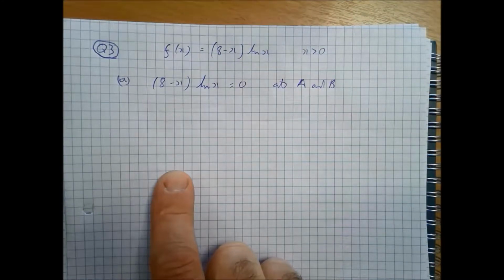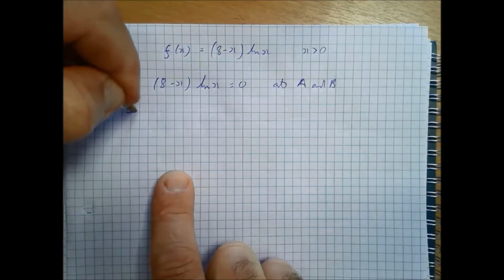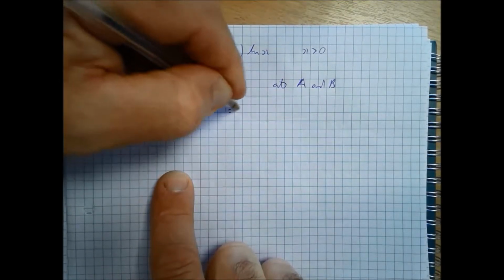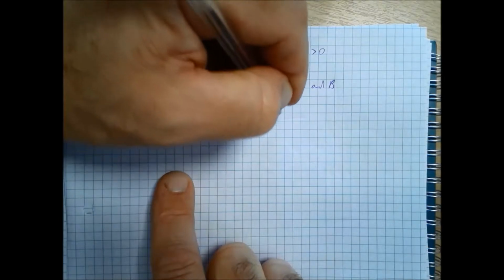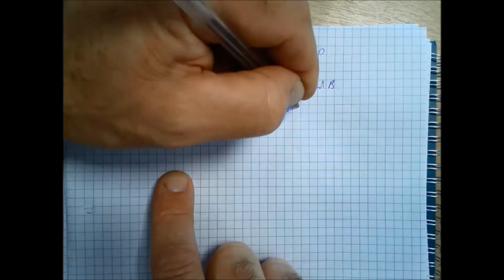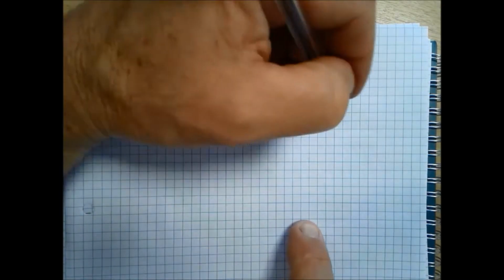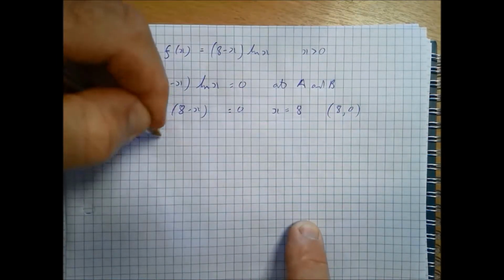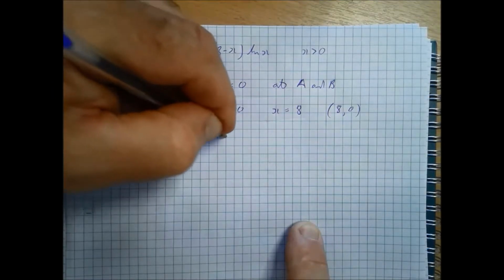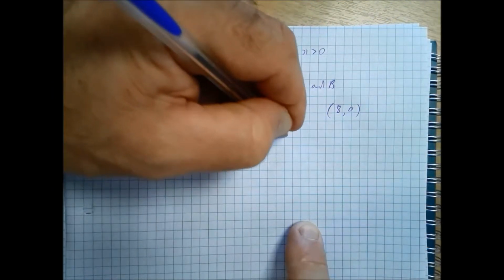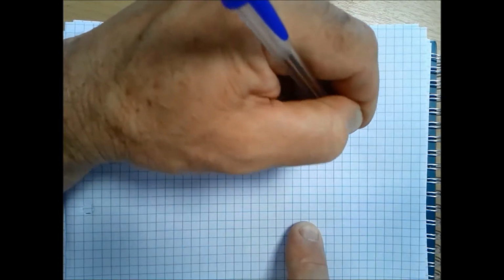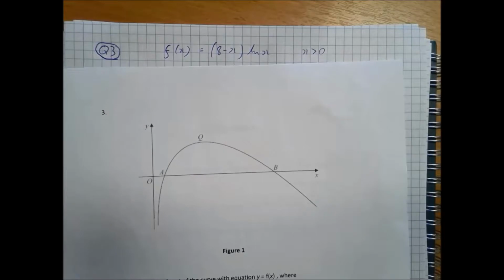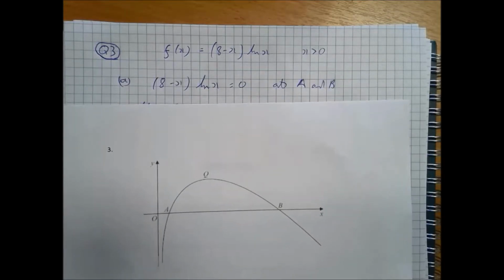The expression's already factorised, so I have either 8 minus x equals 0, in which case x equals 8, and so coordinates are (8, 0), or ln x equals 0, in which case x equals 1, (1, 0). Now although it's only a sketch, looking at the graph those answers do seem to make sense in time with the sketch.